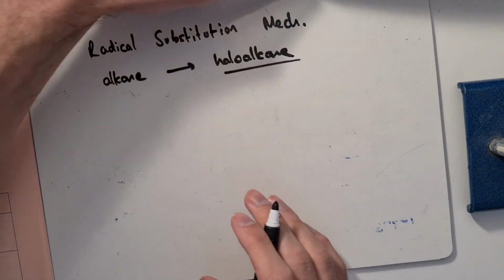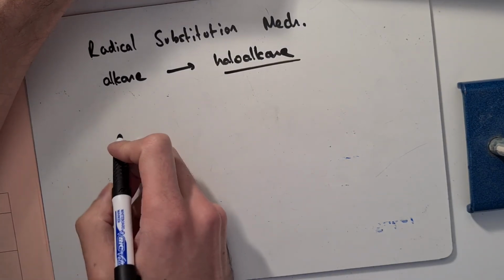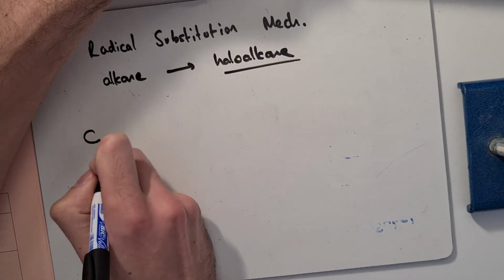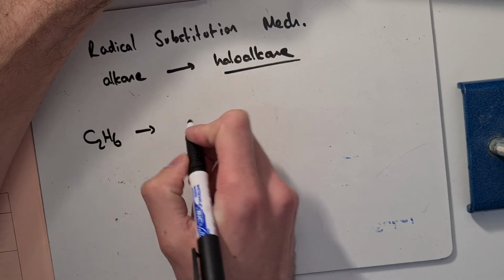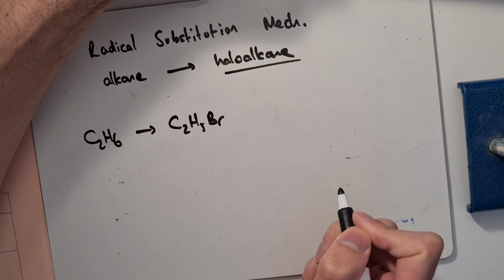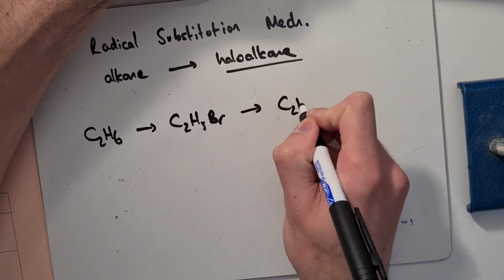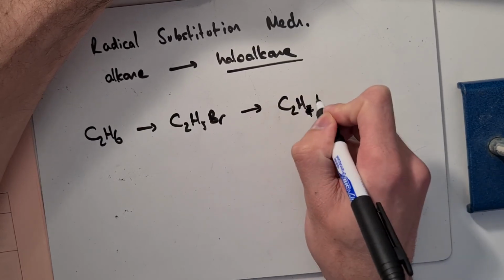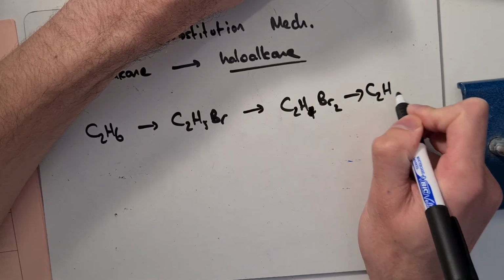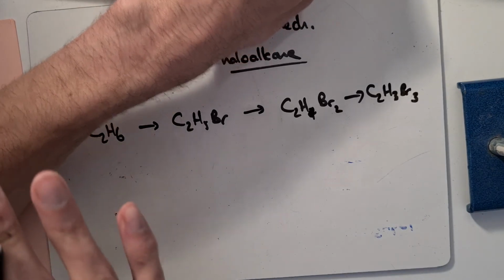We can get further substitution as well. So in the propagation step, we had C2H6 going to C2H5Br. But then that can further substitute, and we get C2H4Br2, which can further substitute to C2H3Br3, and so on. So we can get further substitution.